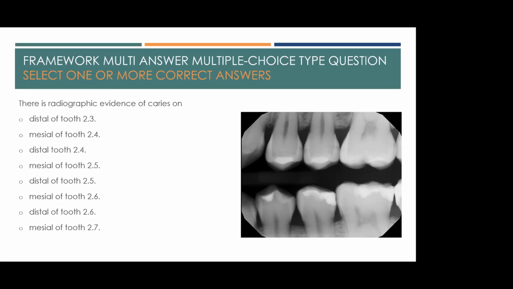Is there caries on the distal of 2-3? Yes. On the mesial of 2-4? No. On the distal of 2-4? Yes. On the mesial of 2-5? Yes. On the distal of 2-5? Yes. On the mesial of 2-6? No. On the distal of 2-6? Maybe. There's a bit of overlap there. And on the mesial of 2-7, there's also the same overlap. So again, maybe. So let's see what the examiners have decided for the scoring in this situation.